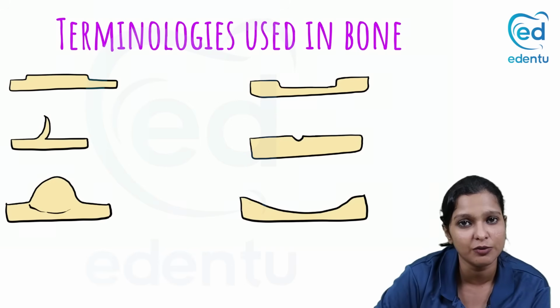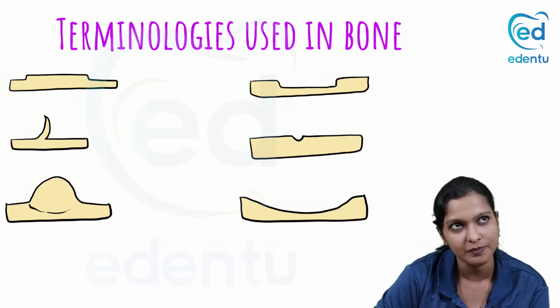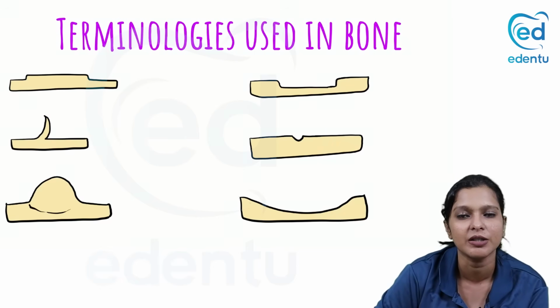Okay, we saw a list of movements. First we saw in general about adduction, abduction, medial rotation, lateral rotation, as well as flexion and extension.